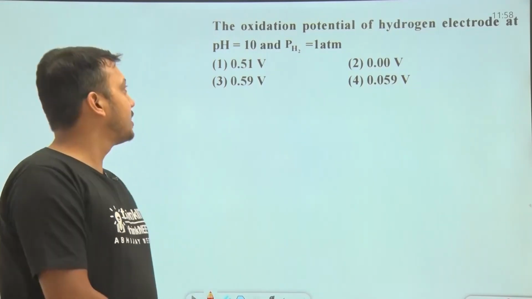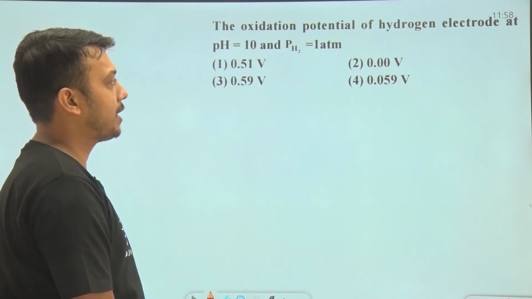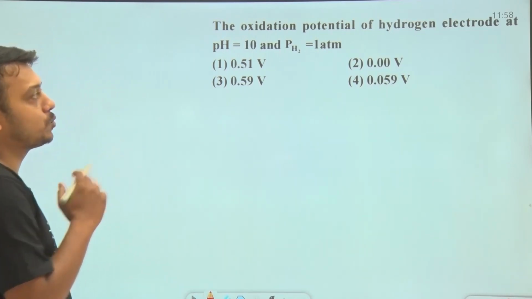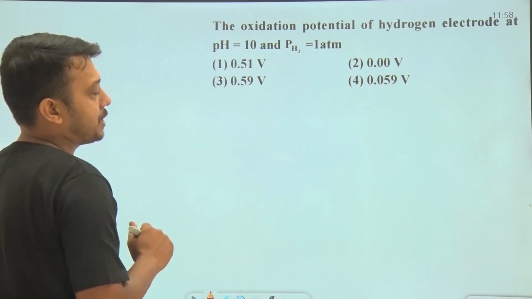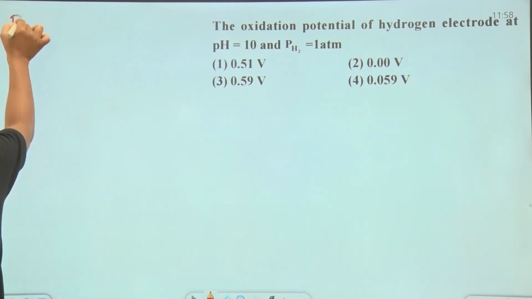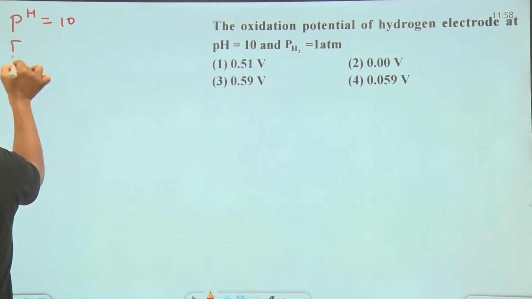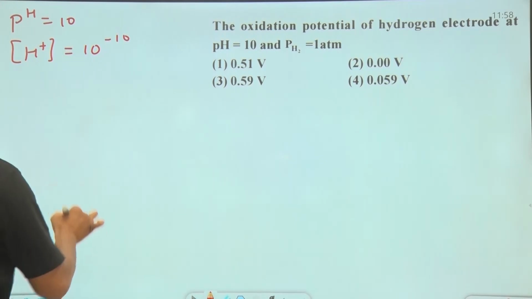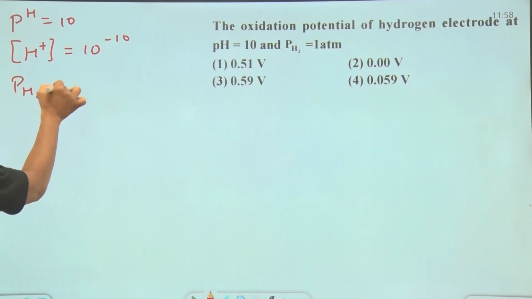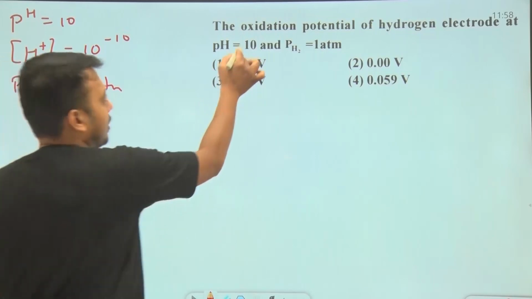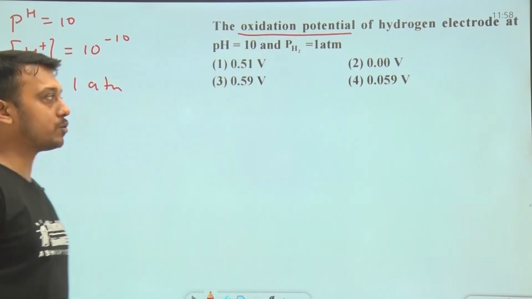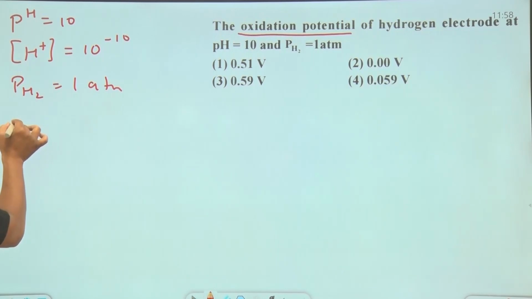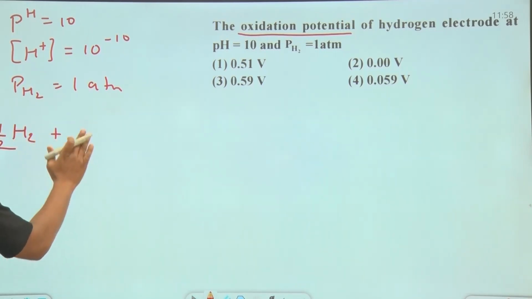So students, the next question here is the oxidation potential of hydrogen electrode at pH equals to 10 and partial pressure of H2 equals to 1 atm. So pH equals to 10 means the concentration of H+ ions is 10 to the power minus 10, and the partial pressure of H2 given here is 1 atm, and we have to find out the oxidation potential of the hydrogen electrode.